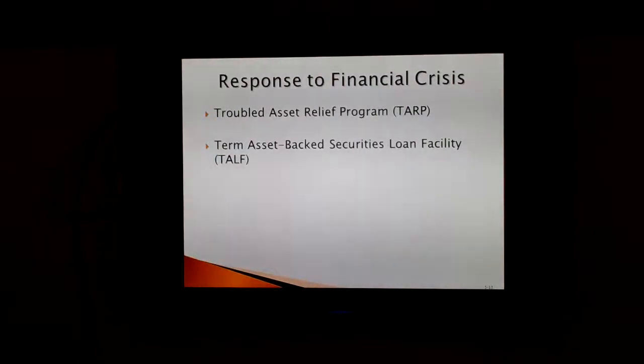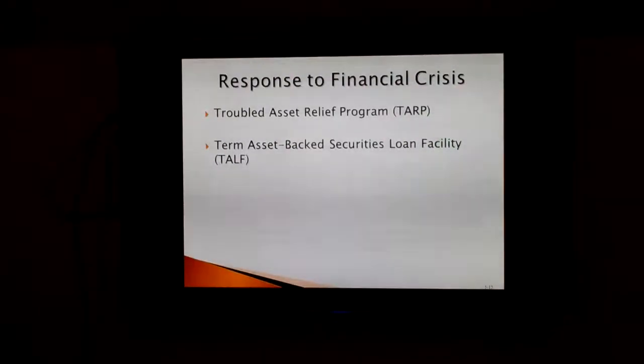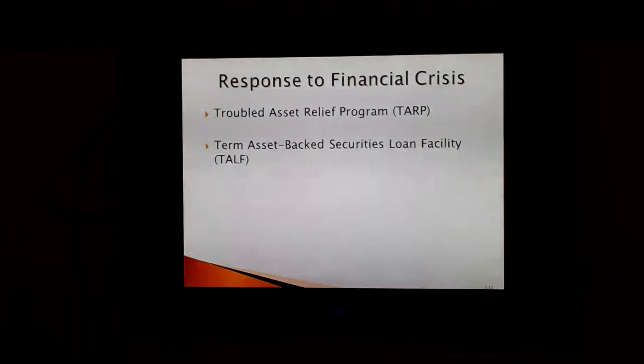Response to financial crisis, TARP. There's a nice explanation in the book about that. I won't go into too many details here for the sake of time, but basically TARP was an injection of money to the banks so that in theory they would lend more. Only time will tell if this was a really successful program, although I do think the economy is doing better right now, but there's a lot of factors that went into that.